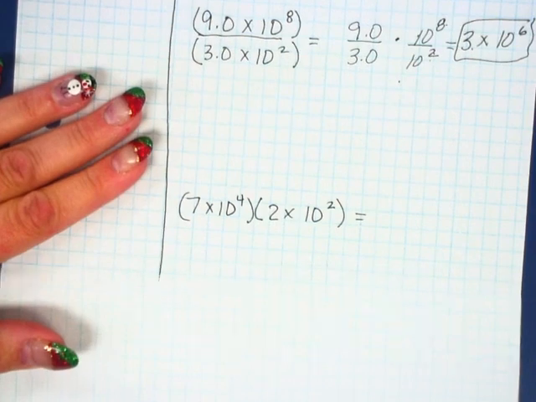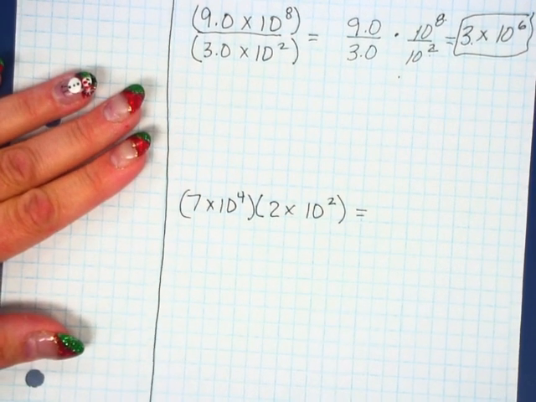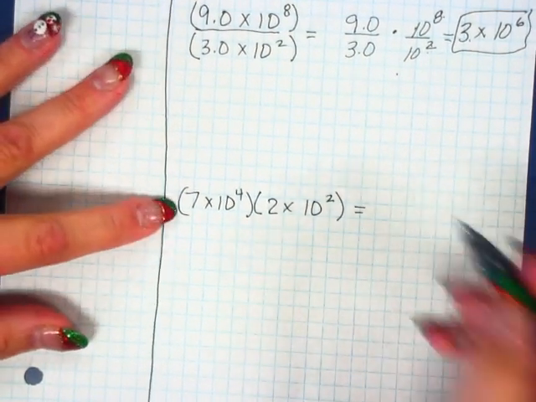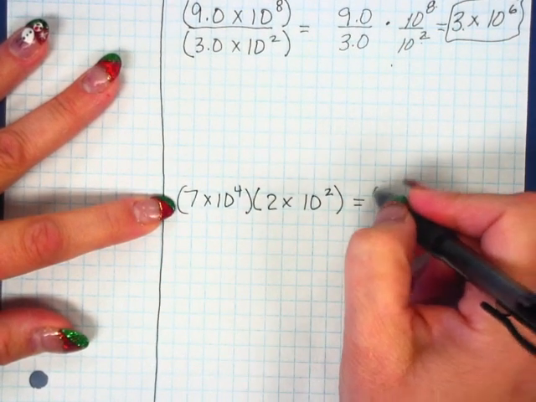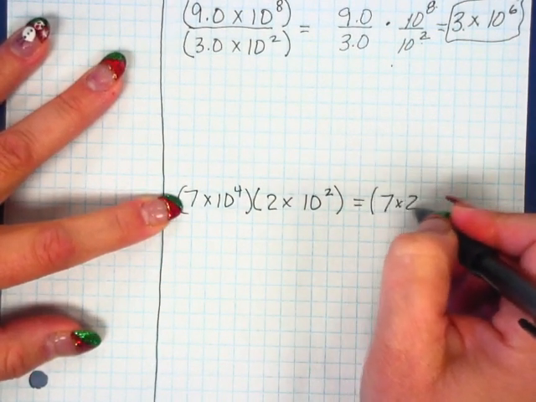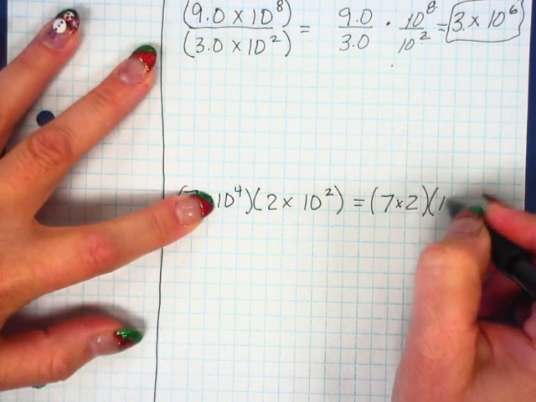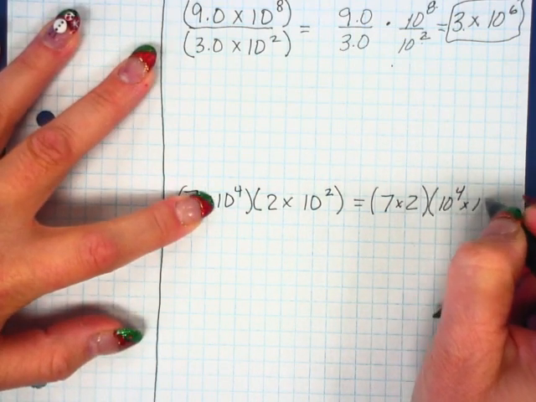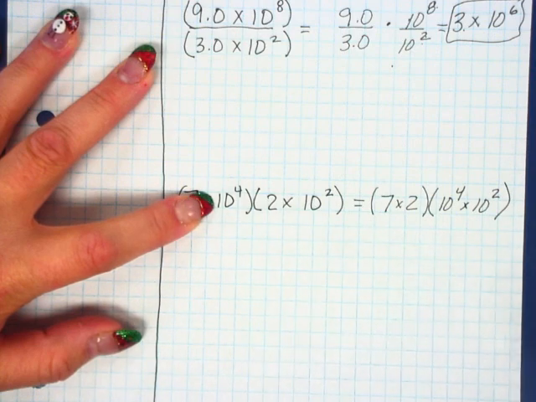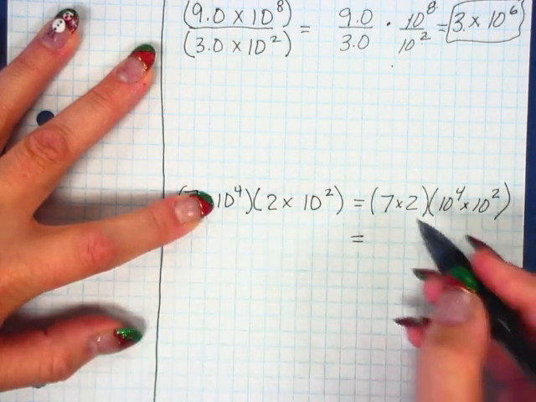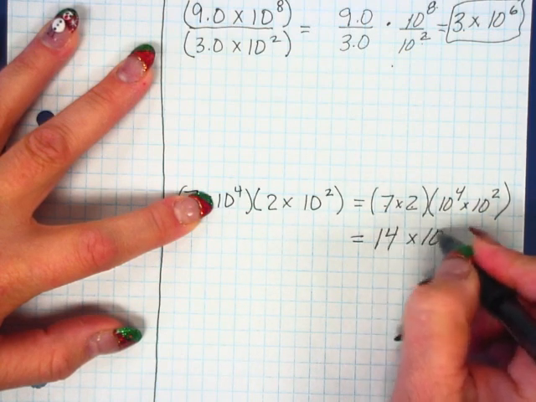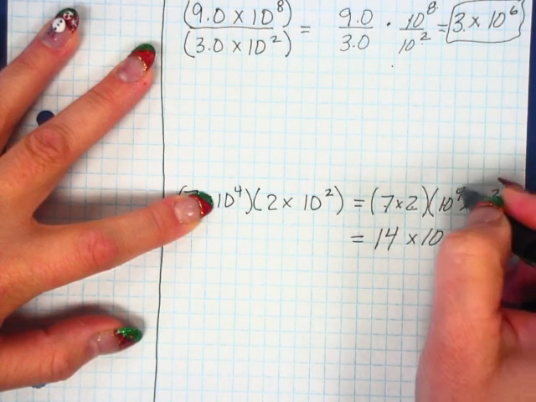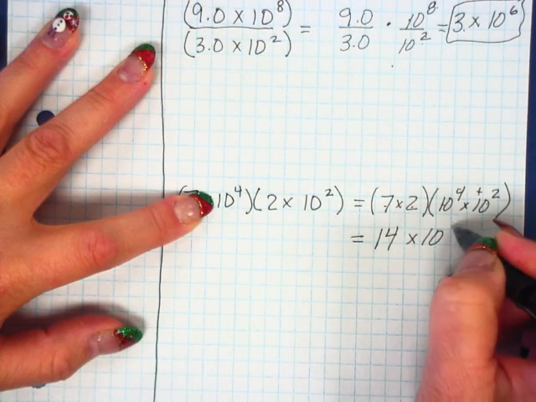All right, coming down to the bottom here. So now we're looking at grouping the like things together. So we have 7 times 2, and then 10 to the 4th times 10 to the 2nd. Remember, we can multiply in any order we want, and that's why we're able to reorganize them. 7 times 2 is 14 times 10. Two bases, two exponents, we add.